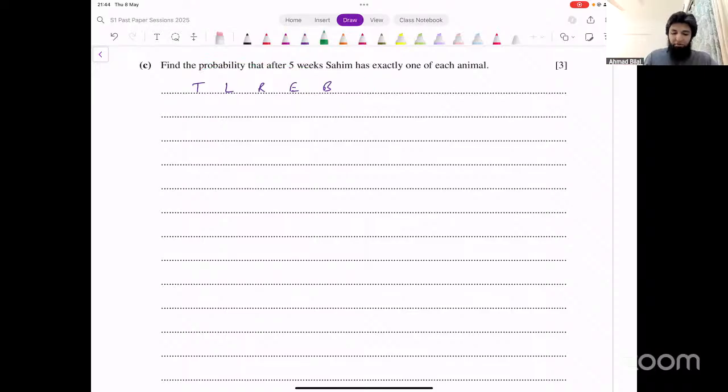Now, what's the probability of them coming in this order? This is one possible case, right, for the 5 animals to be all different. TLREB. What's the probability of this particular case? Probability of getting a tiger, that's 0.2. Probability of getting a leopard, that is 0.2. 0.2 again, 0.2 again, 0.2 again. We just multiply all of these.